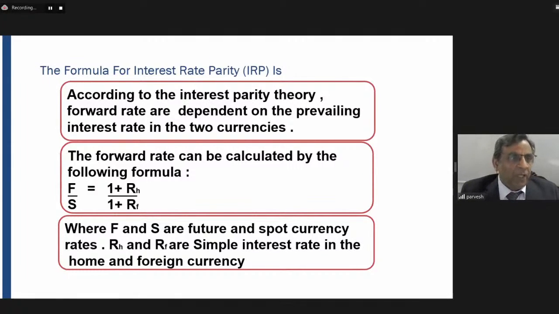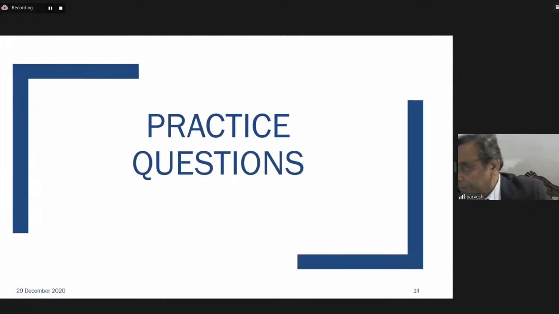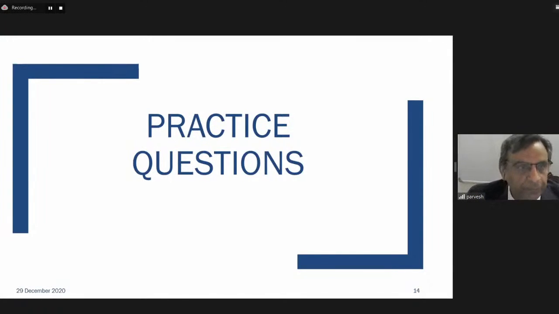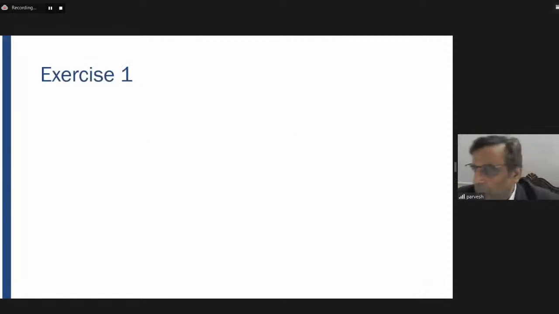Okay, so look at the formula. If I have to calculate what should be the forward rate of a currency pair, then the forward rate divided by the spot rate is equal to 1 plus the rate of interest prevailing in the home currency divided by 1 plus the rate of interest prevailing in the foreign country. So let's use this to do a question. Let's do some practice questions. I'll put the question and then we'll do it on a board this time. So exercise number 1.